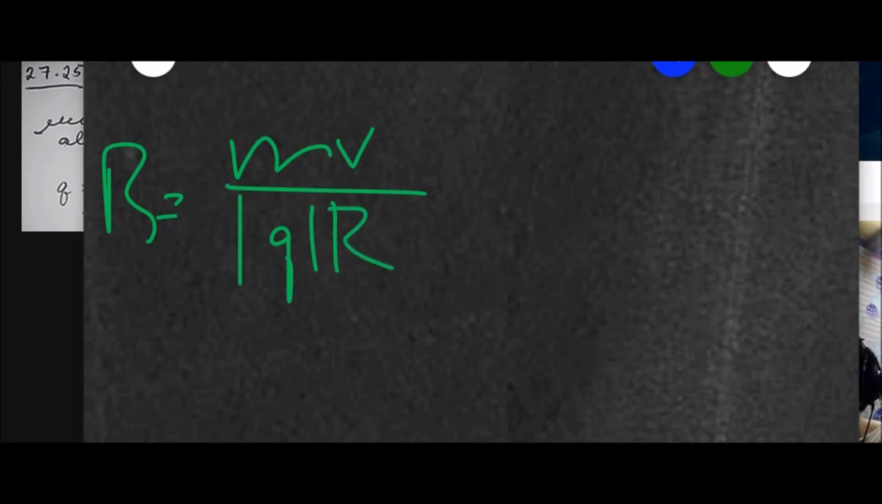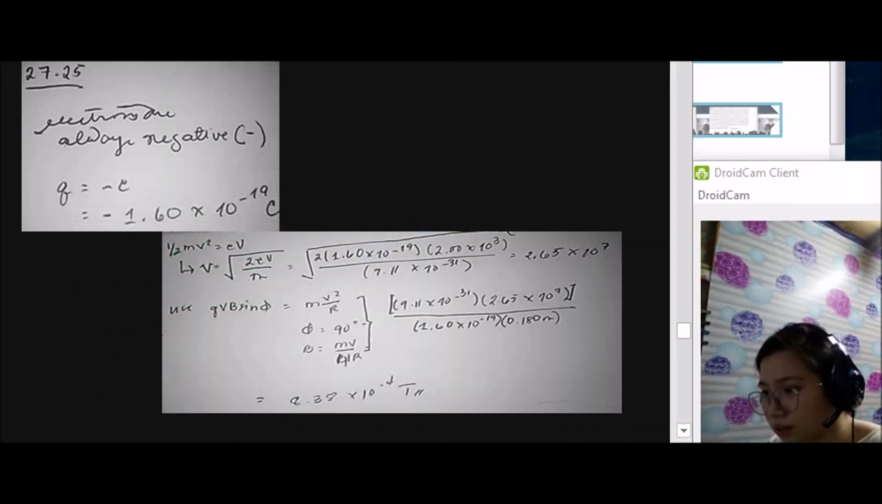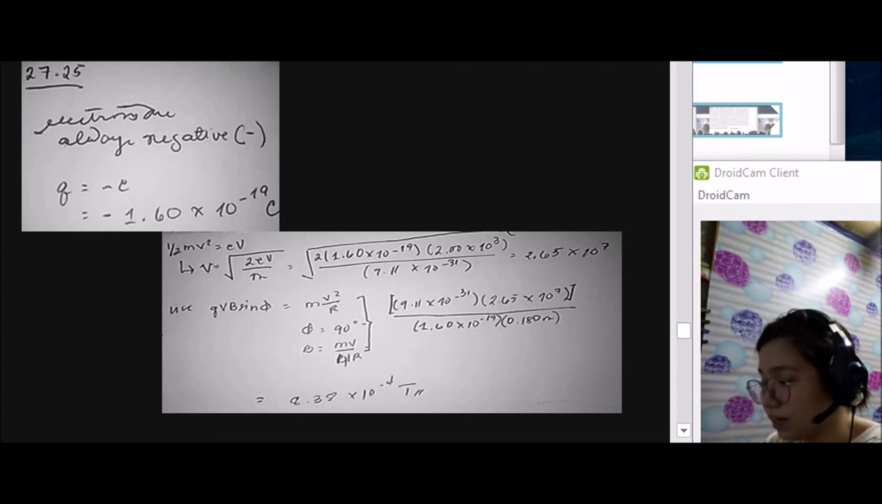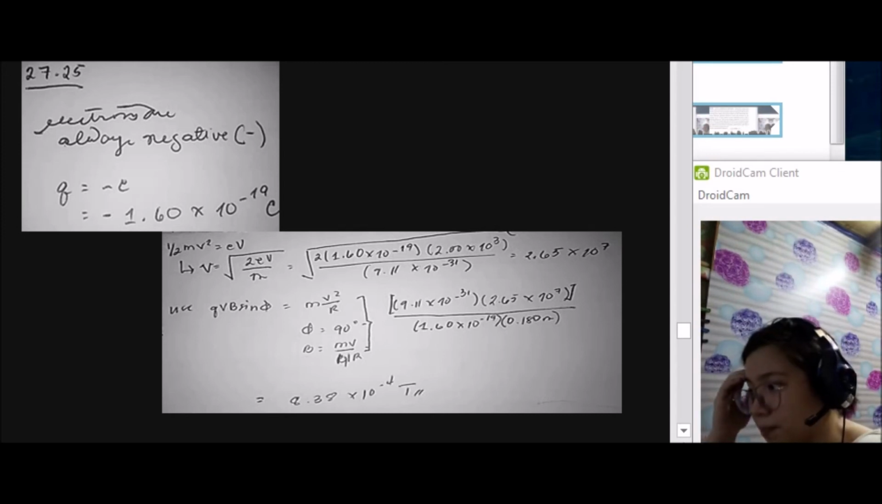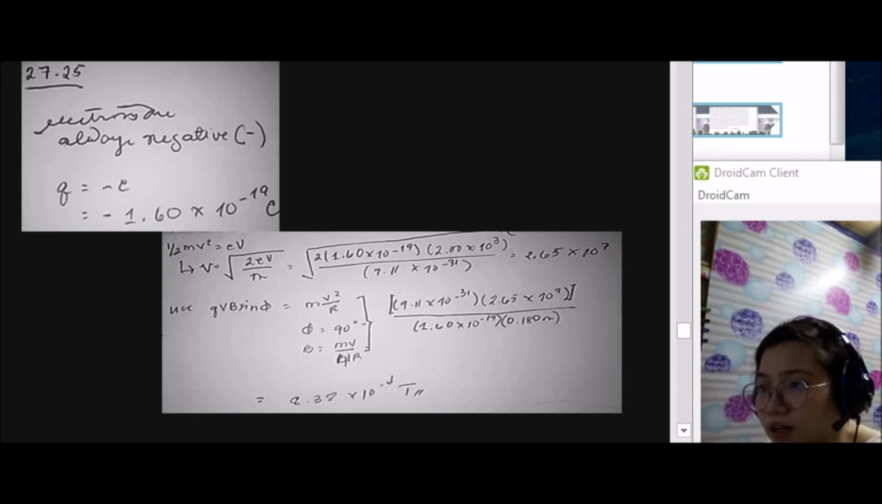We know the m, let me check I'm doing it correctly. We have m, 9.11 times 10 to the negative 31, and the v that we calculated before, 2.65 times 10 to the 7. No, you don't have to square it, sorry. No squaring, please, mv over qr only.